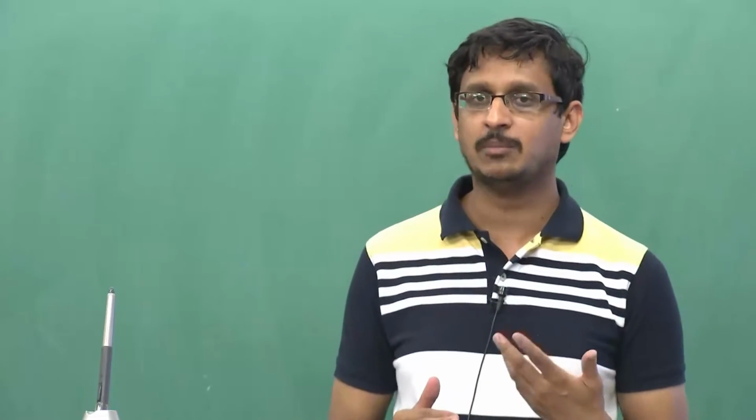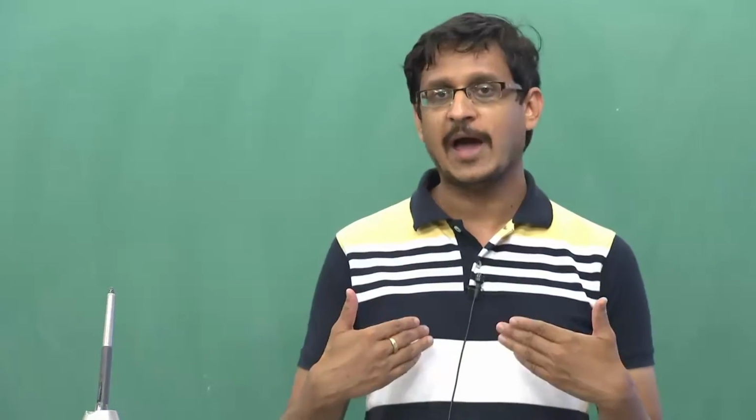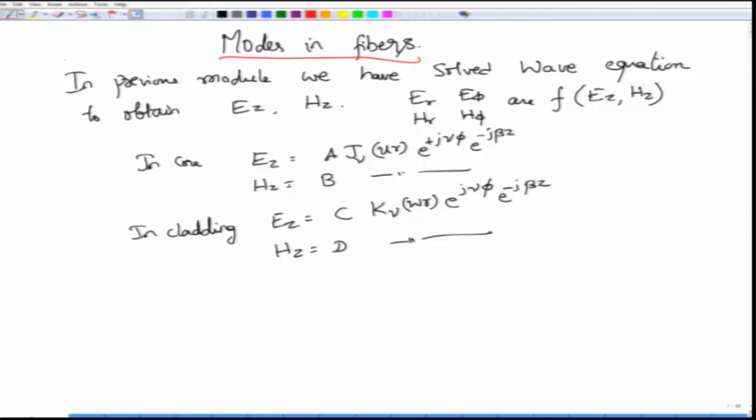Once you evaluate the arbitrary constants, you can go back and find Er, Eφ, Hr and Hφ, because you have already obtained Ez and Hz. So, we will now continue the discussion of modes in an optical fiber, and this is just a simple summary of what we had done, which I just described to you.